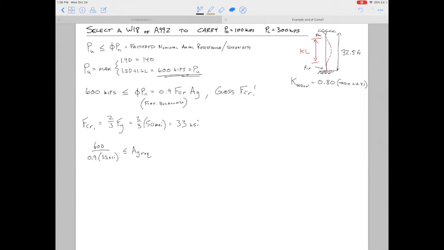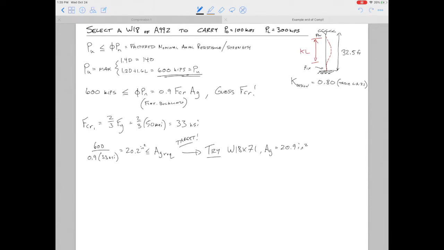So from that, let me bump this over a little bit so we can put it all in one line. This should be equal to 20.2 inches square. Now I have a target. So I'm going to go into the dimensions section and pick a W18, a W18 by 71. Looks like it'll work because AG is equal to 20.9 inches square. I got really close to this number, 20.2.